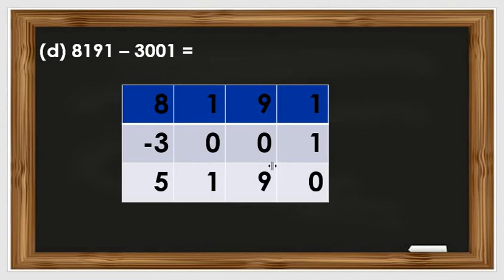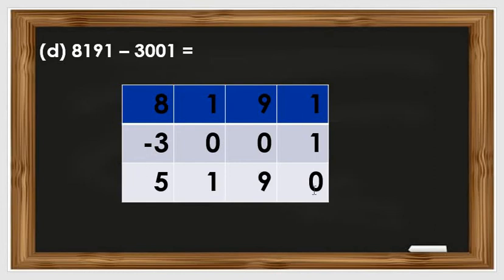8,191 minus 3,001. So 1 minus 1, we can easily take out 1 minus 1, so 0. Then further, 9 minus 0, so 9. 1 minus 0, so 1, and 8 minus 3 is equal to 5. Understood? We can easily take out all these 4 digits. So what answer did we get? 5,190. What did we get, all students?